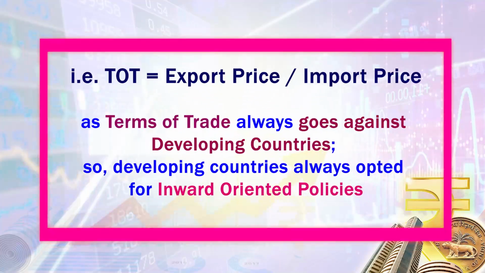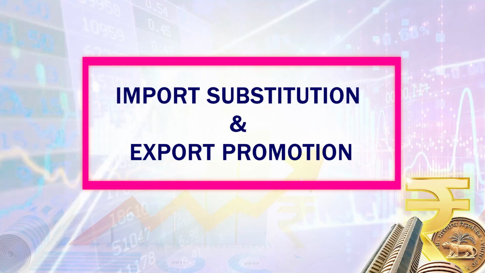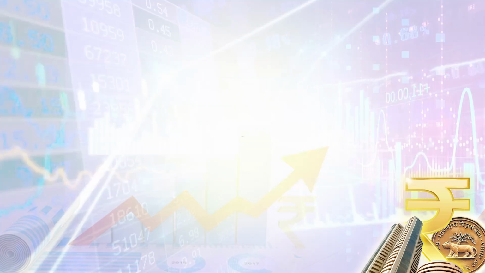Now, as terms of trade was against them, the developing countries always opted for inward-oriented policies. In other words, we can say that developing countries were encouraged to take import substituting measures, and they were very much pessimistic about the export sector. For example, just after independence, the government of India always said that India's goods did not have any market in the international market.